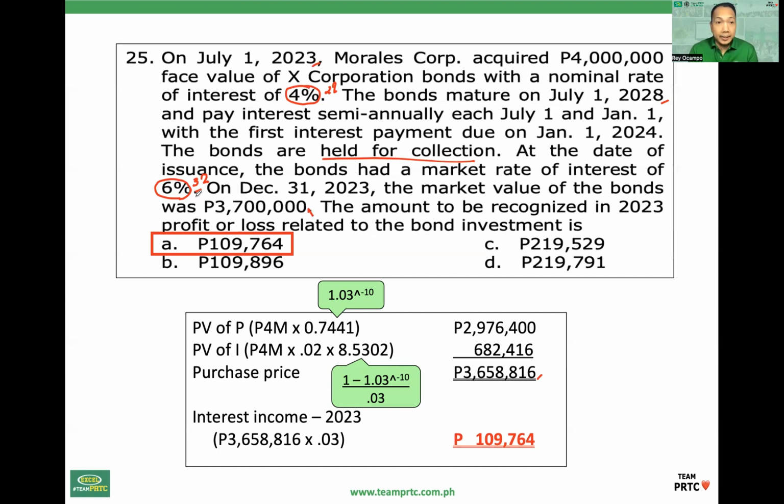25, letter A. 26, computation of the total amount paid. In number 25, the bond was acquired on the interest payment date, while in number 26, it was acquired between payments of interest. So if it is in between, we just need to consider the passage of time, the amortization of discount or premium, and its effect on the present value.